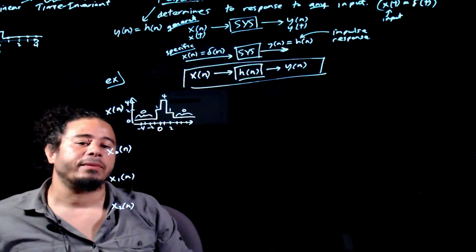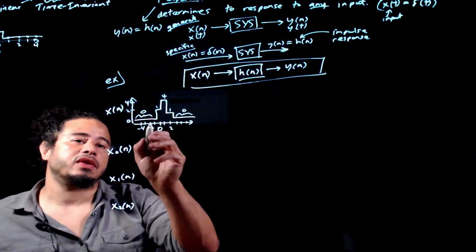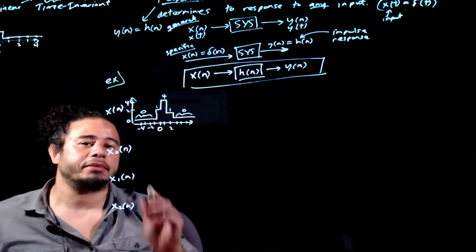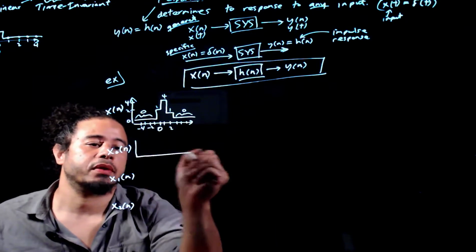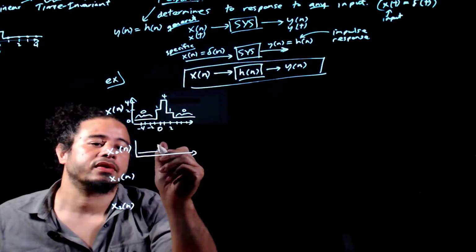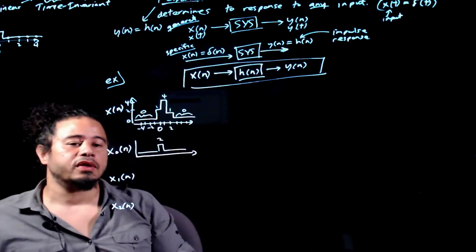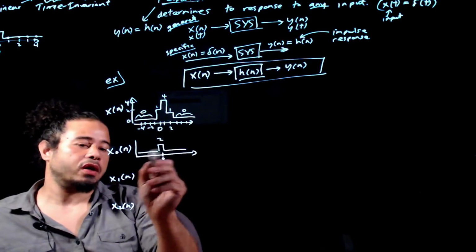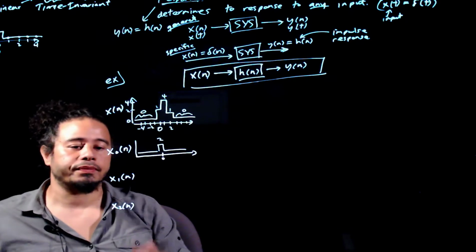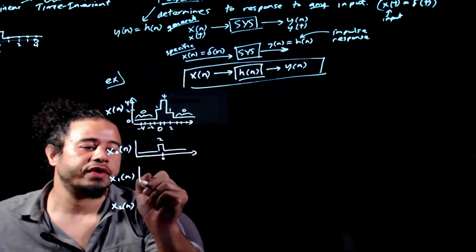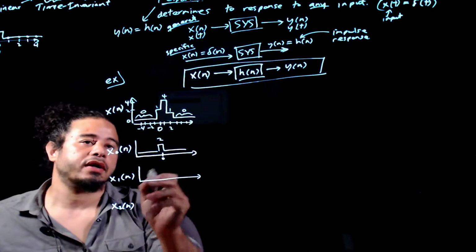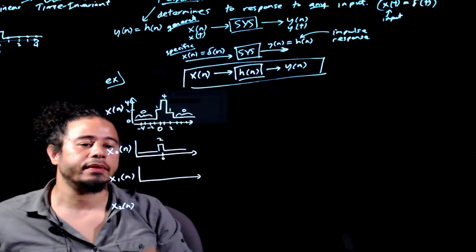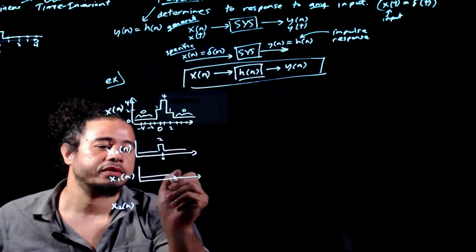Okay, where x0 of n is just the part of x of n that occurs at time 0. Okay, and so if I was to plot this, it would just look like this. Okay, so at time 0, x0 of n would have a value of 2, and at all other times it would have values of 0. Okay, and analogously, x1 of n would take on a value of 4 when n is equal to 1, and be 0 at all other times.